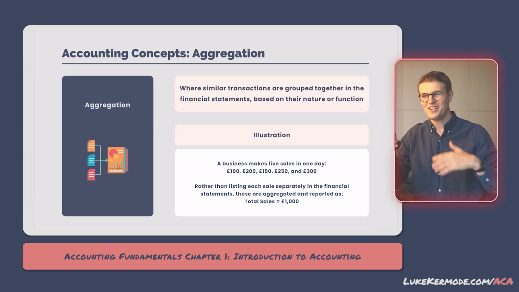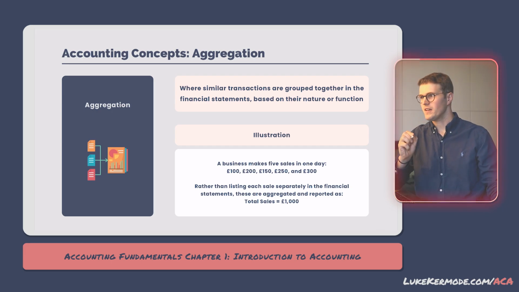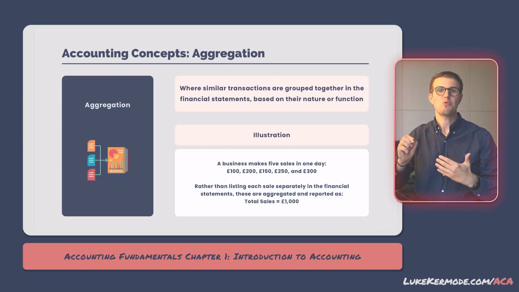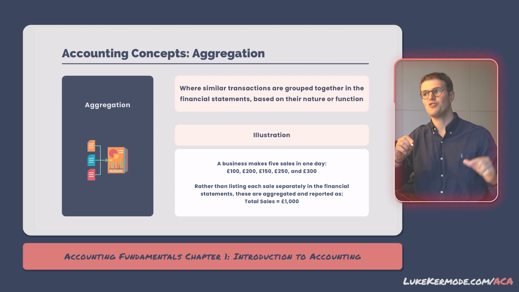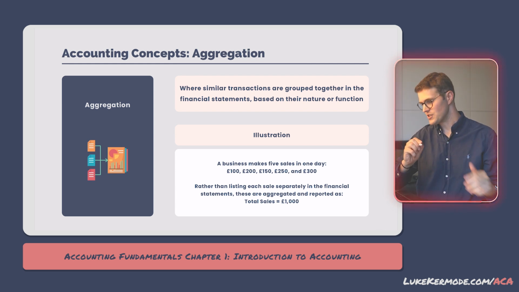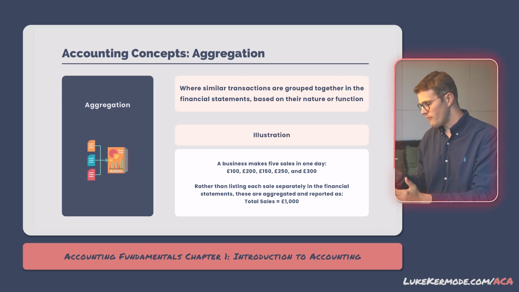Financial statements may look neat and organised on the surface, but behind those tidy figures lies a huge number of individual transactions. Aggregation is the process of grouping these transactions into meaningful categories, so the financial statements remain clear and readable and don't overwhelm the user.